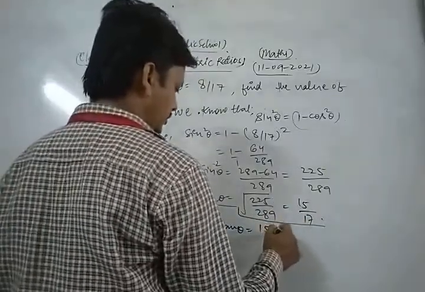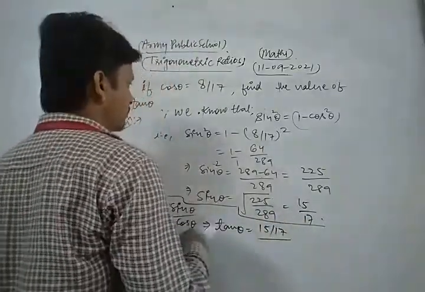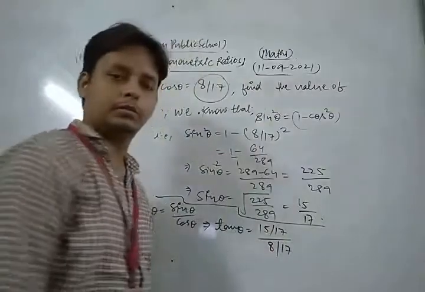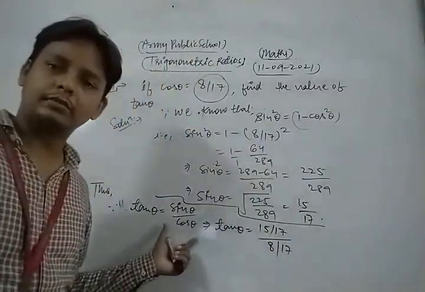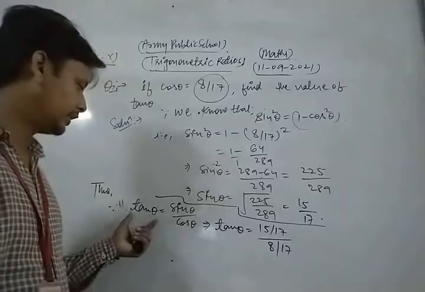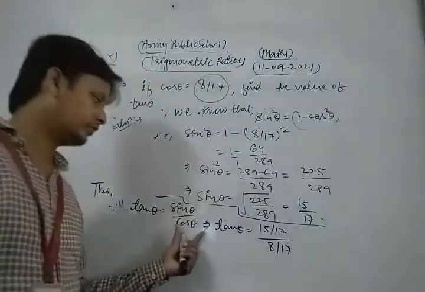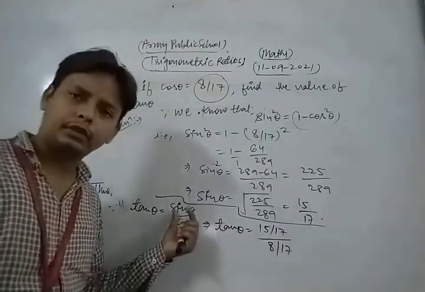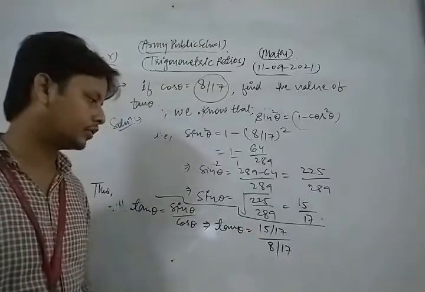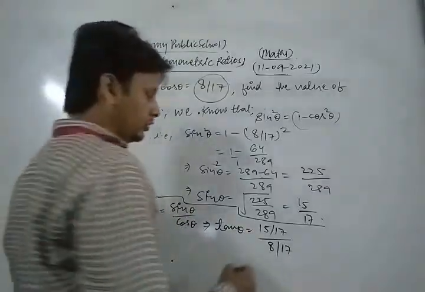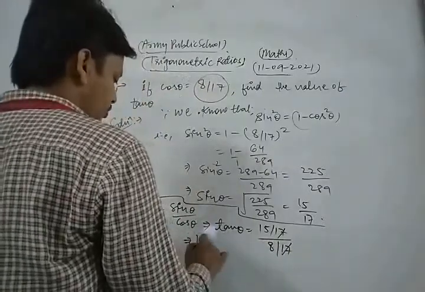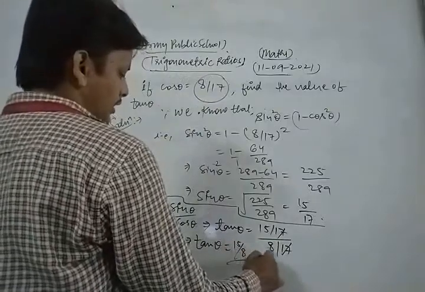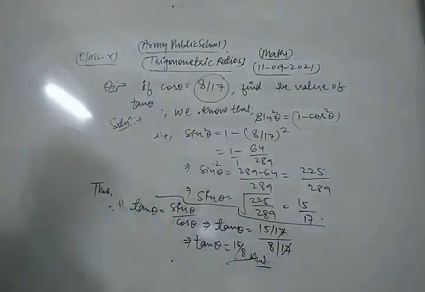15 upon 17 upon cos theta is what? 8 upon 17. Because we know this is also a very important algebraic identity: tan theta is equal to sin theta upon cos theta. So in this way, we put the value of sin theta as 15 upon 17 and the value of cos theta as 8 upon 17. Now 17 cancels, so the value of tan theta is 15 upon 8. This is the required solution of the given question.